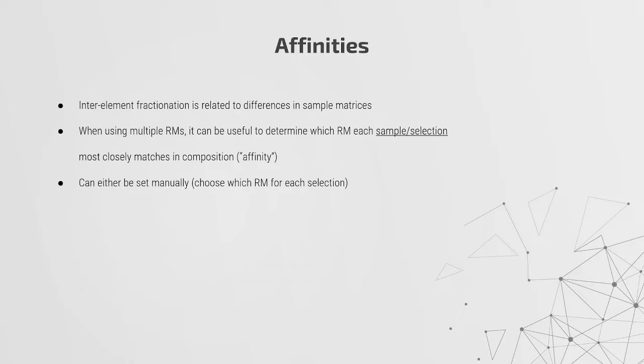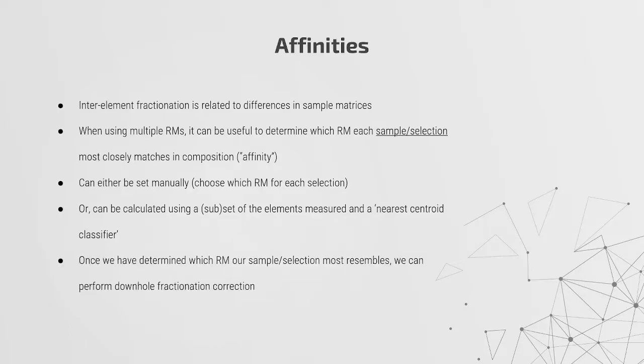You can set these manually, where we just choose which reference material we think our selection most closely matches. Or we can get iolite to calculate which reference material is most closely matched based on a nearest centroid classifier approach. And we can do that by using some set of elements to tell iolite what the composition is. And once we've done that, we can perform this downhole fractionation correction.